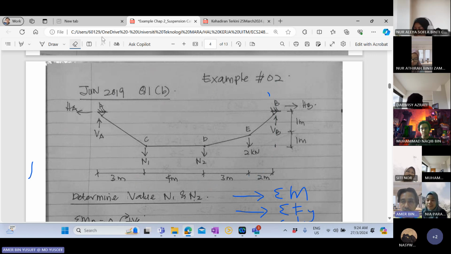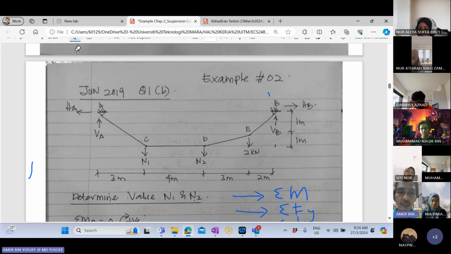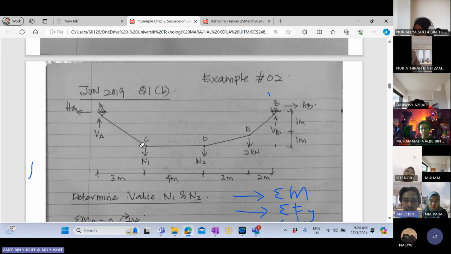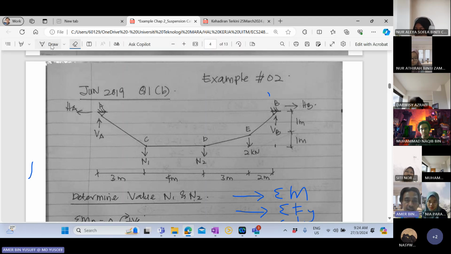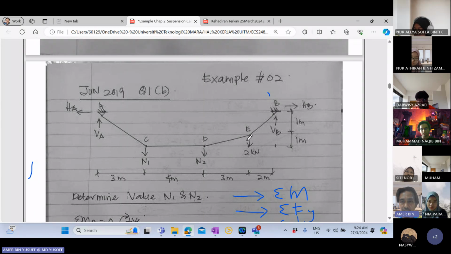Okay, so next we do the cutting. As I mentioned from example number 1, we can do the cutting at C or at D or at E, but with the condition that you must know the vertical distance. In this example, you know the distance: at C, the distance equals 2; at D, the distance equals 2; at E, the distance equals 1. So you can cut anywhere.